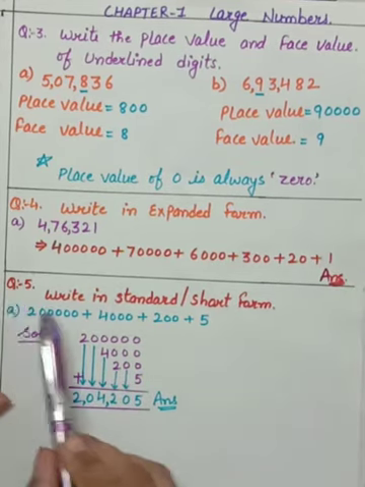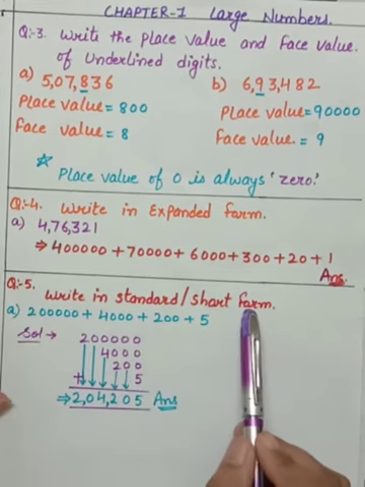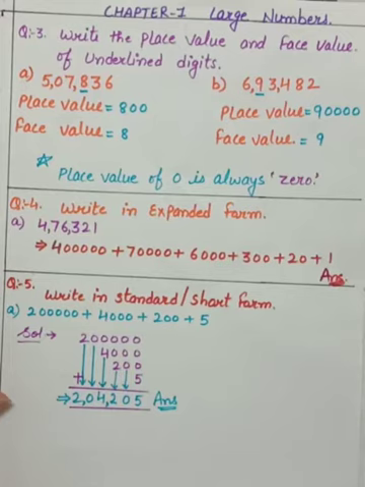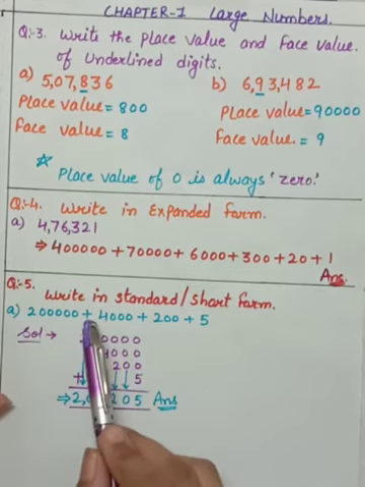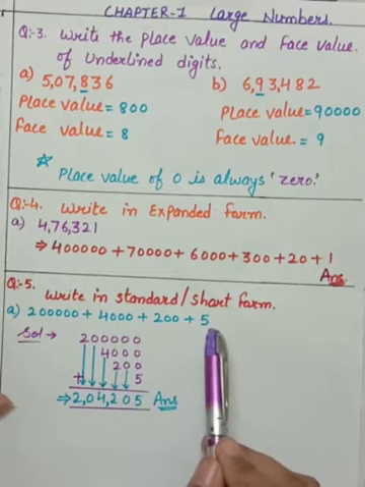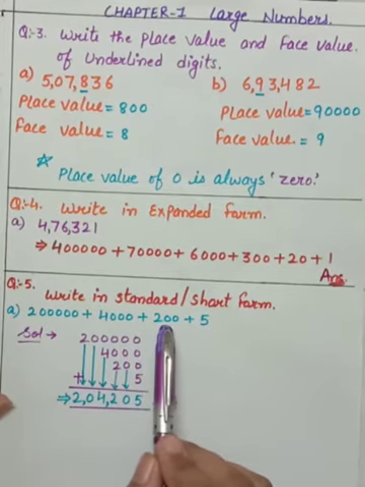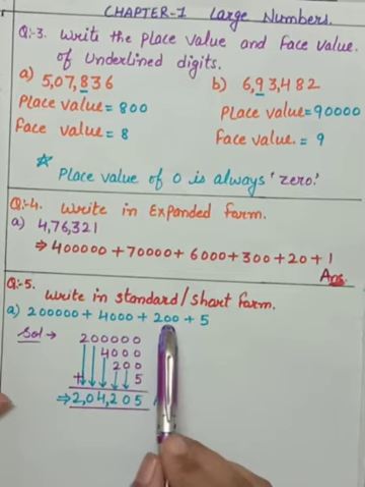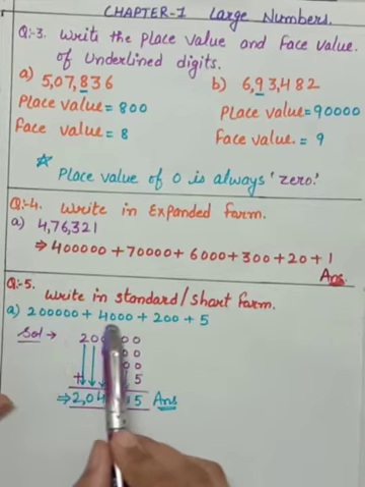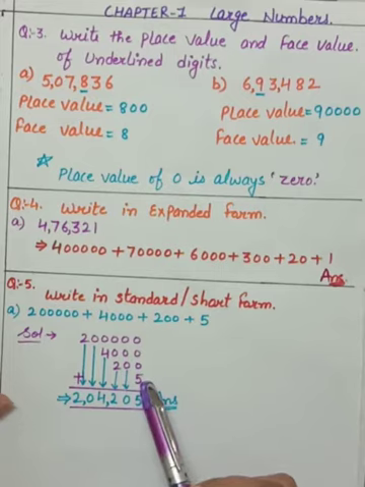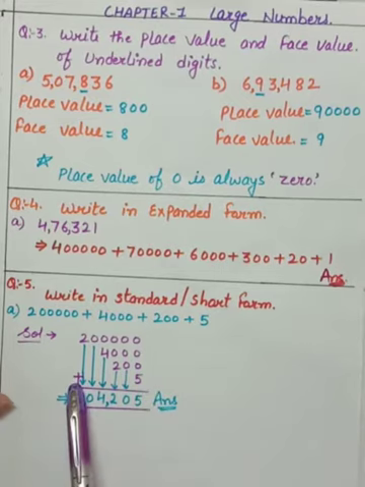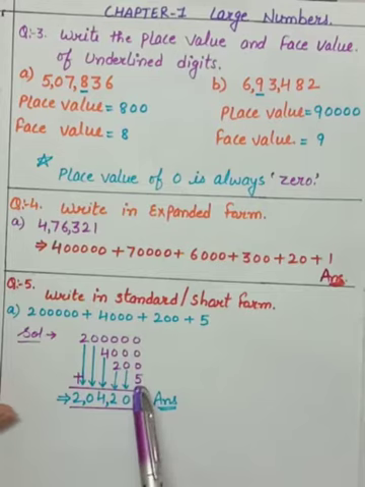Now question number 5. Write in standard form or short form. Students, in this question the statement will be given in the expanded form. As you can see here it is 2 lakh plus 4,000 plus 200 plus 5. So we can call this the expanded form. So now we have to change this into short form. Short form means we have to add all these numbers. In the solution, first of all we will arrange all the numbers one by one. After that we will add all these numbers.